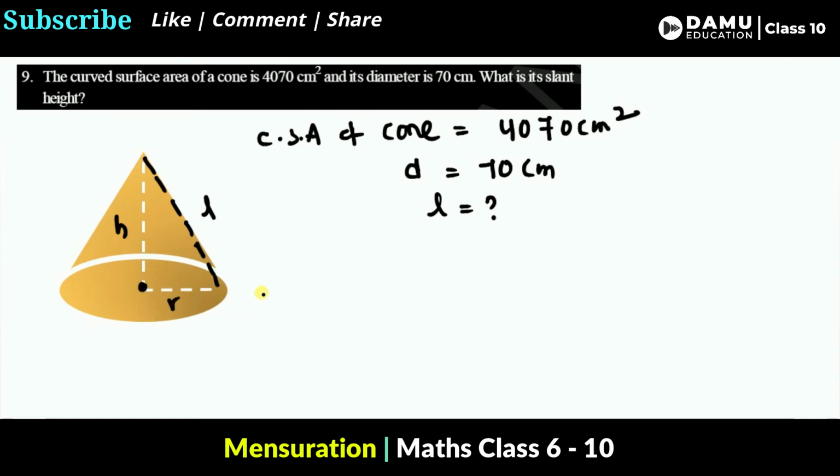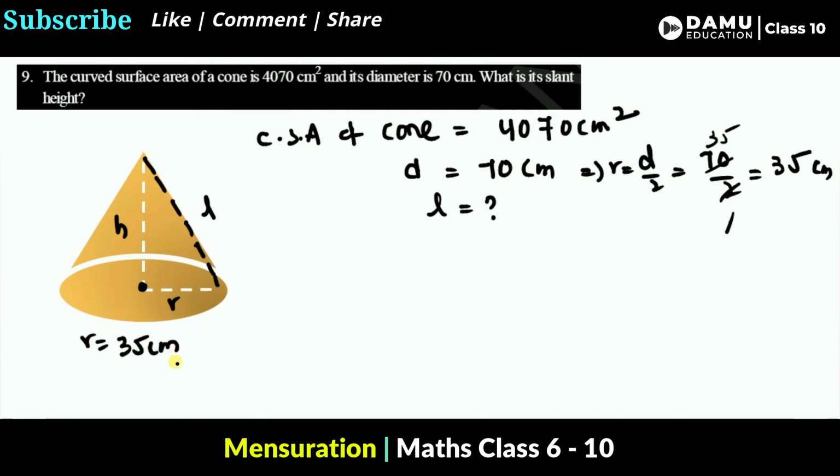So from this, if we calculate, we know the diameter, so that means the radius will be equal to D by 2. We will get it as 70 by 2, which is 35 centimeters. So the radius, small r, will be equal to 35 centimeters. Then the height we don't know.